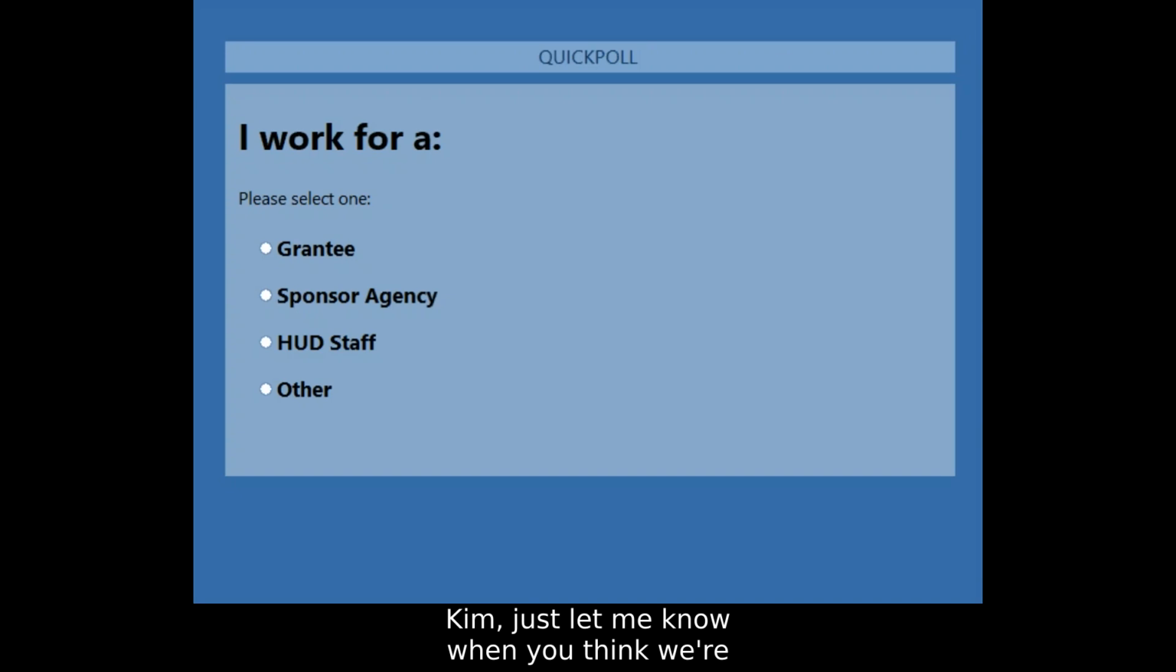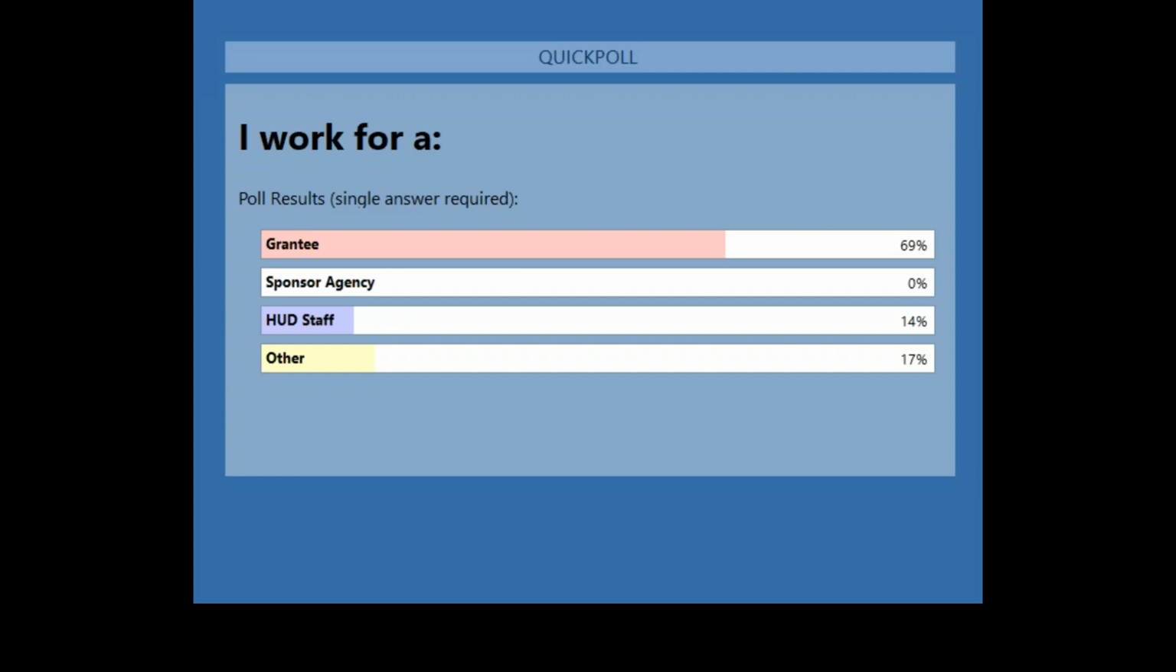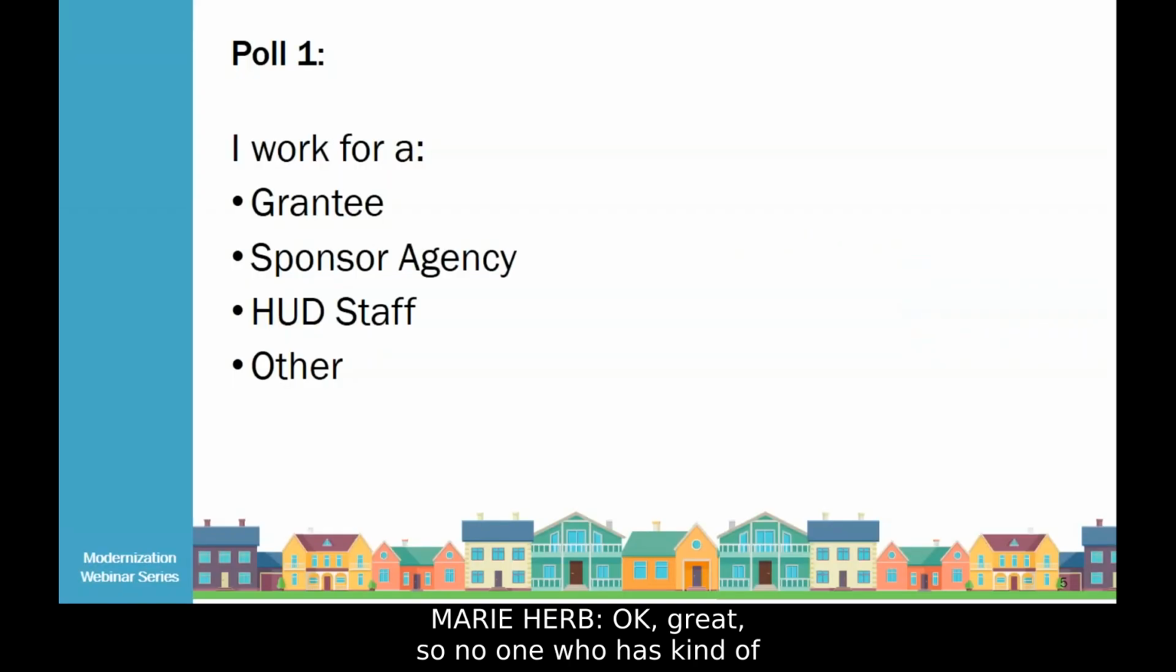Kim, let me know when you think we're ready to show some results. The results: we have 69% are grantees, 14% HUD staff, and 17% are others. Okay, great. So no one who has identified as a sponsor yet, but I see people are continuing to join, so hopefully we'll have some of those sponsors.